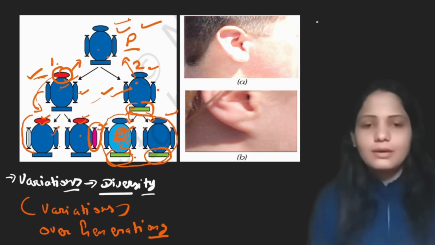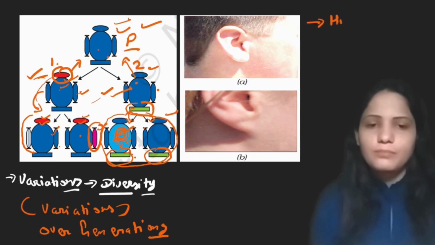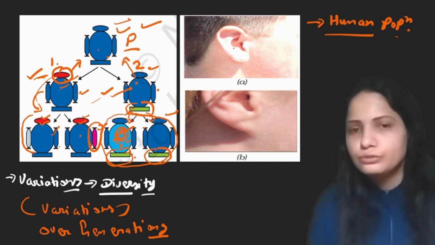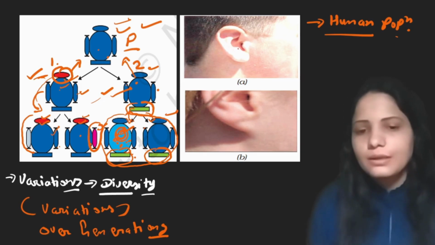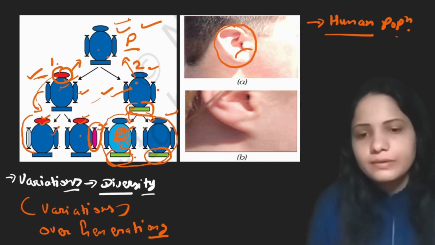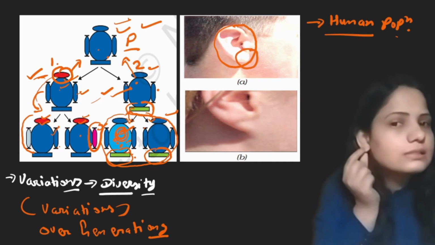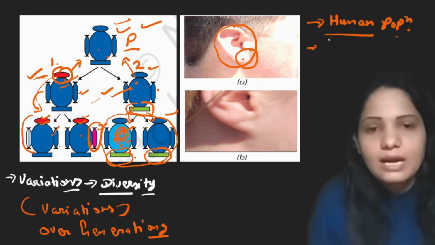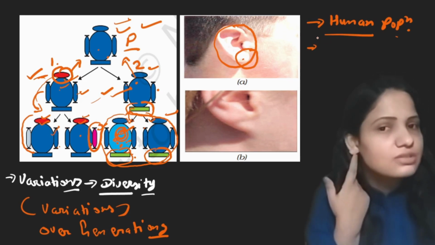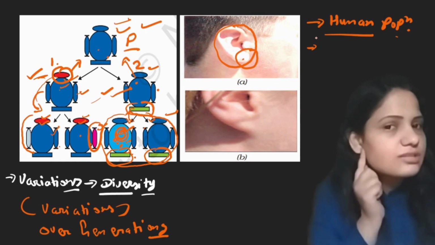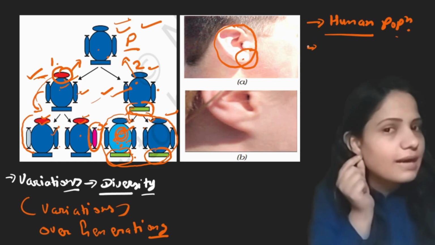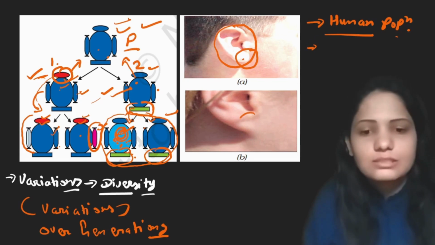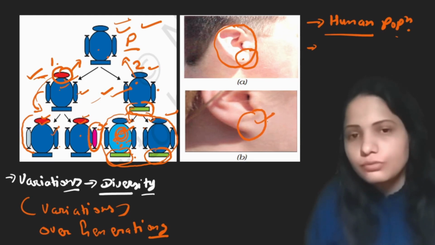Here we have an example of the human population. In the human population, you might have noticed the lower part of the ear. Let me show you this lower part of the ear. This is the earlobe. In some cases, this earlobe is attached to our head, completely attached to our head, like you can see in this picture. This earlobe is completely attached to the head region.